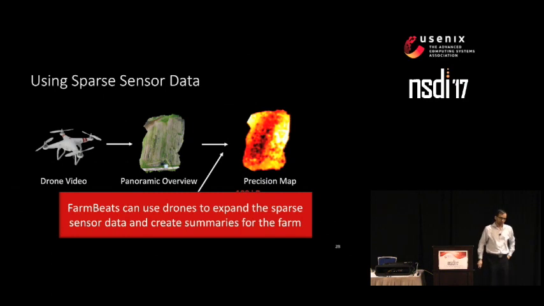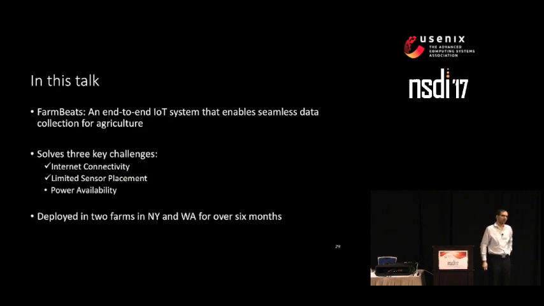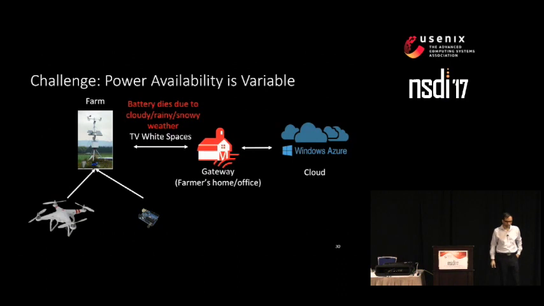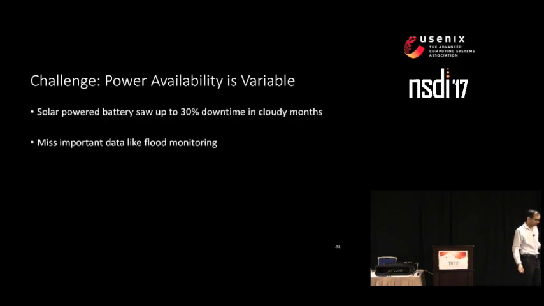Cool. So now let's talk about the third problem, which is power availability. As I told you before, power on the farm is really variable because of the weather. Solar power depends on weather, and sometimes it gets rainy, cloudy, snowy, and weather goes bad, and these batteries would die down. To understand this problem more, we put a solar-powered battery on the farm, connected a fixed load to it, and checked the amount of downtime that this battery faced. In some cloudy months, it could face as high as 30% downtime.